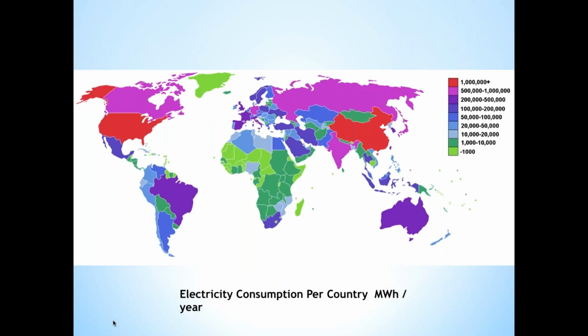We'll look at per capita in a minute. So look at the countries in red that use the most electricity gross, total megawatt hours. So the United States, and who is that over there? It looks a little bit like China, doesn't it? They have the largest electricity consumption in the world.